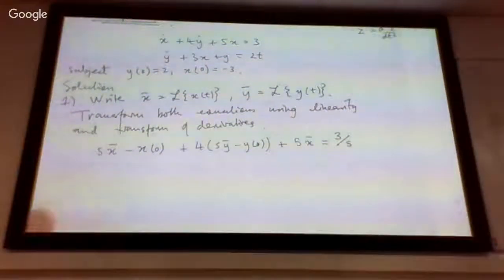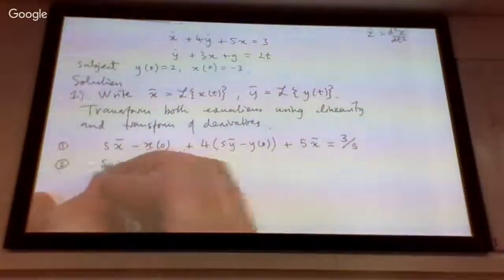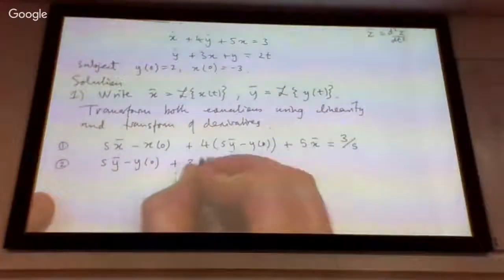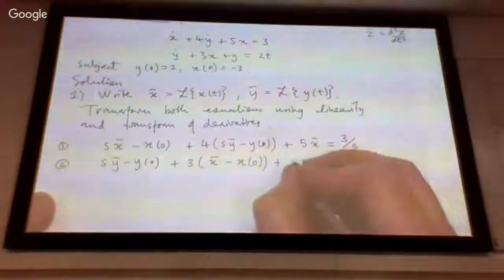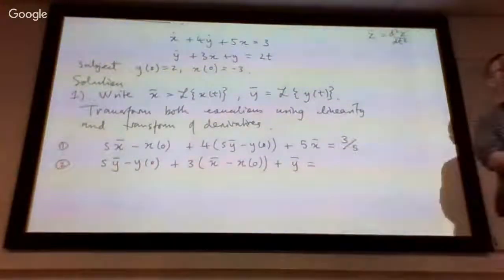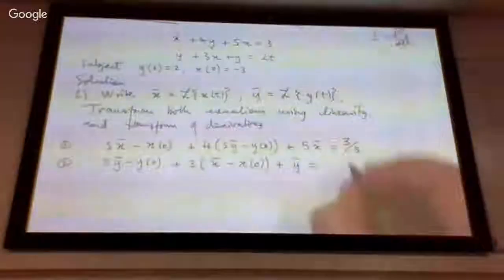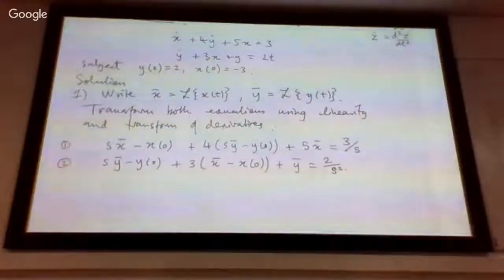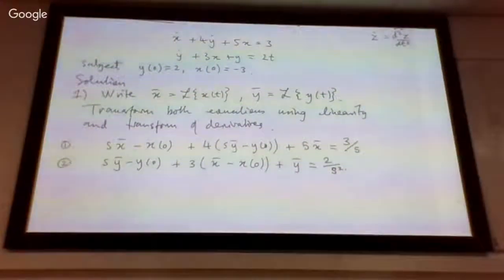Okay, that's the first equation. The second equation would be a similar kind of thing: s y bar minus y of 0, plus 3 times x bar minus x of 0, plus just y bar. And the transform of 2 times t, well, you look up on the table, the transform of t is 1 over s squared. By linearity with an extra factor of 2 there, it's going to be 2 over s squared. Is everybody okay with going to there?